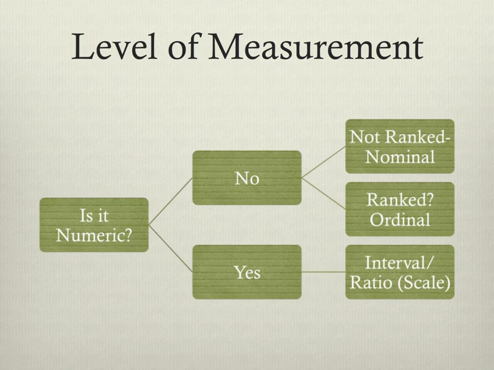This slide demonstrates a simple decision tree for nominal, ordinal, and interval ratio level variables. If it's numeric, it's interval ratio or scale. If it's not numeric, is there any kind of ordering? If not, then the variable is nominal. If there is, then it's ordinal.